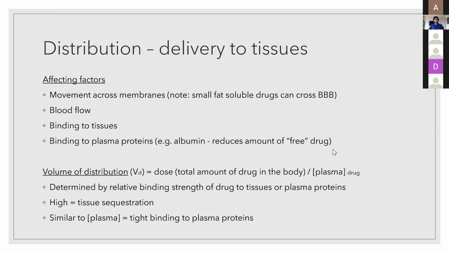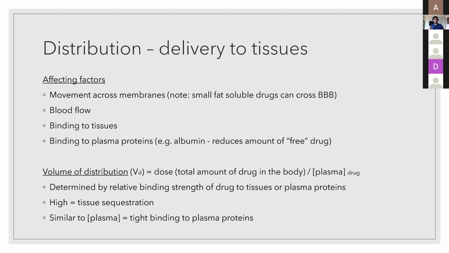A measure that we use to quantify distribution is called volume of distribution. Essentially, it compares the dose, or the total amount of the drug in the body, to the concentration of that drug in the plasma, in the circulation. This relationship is determined by the binding strength of that drug to either tissues or plasma proteins. If the drug is really good at binding to tissues, less of that drug will be in the plasma compared to the amount of drug in the body, which will make the volume of distribution higher.